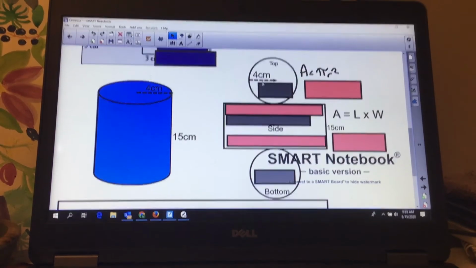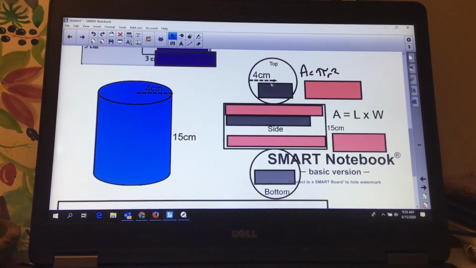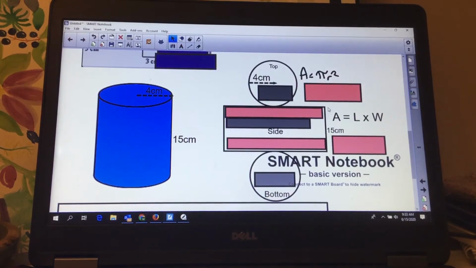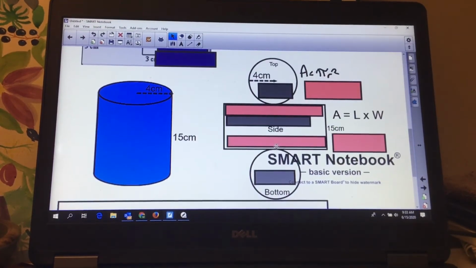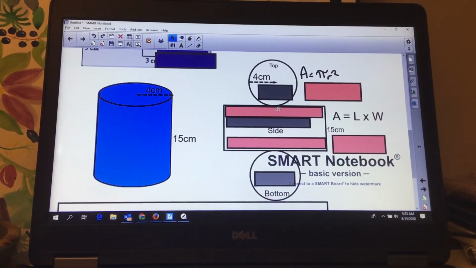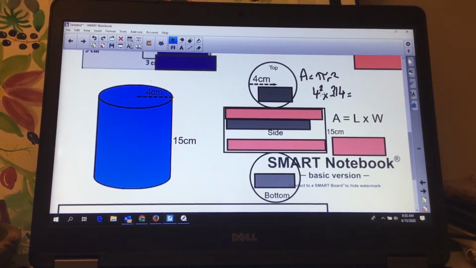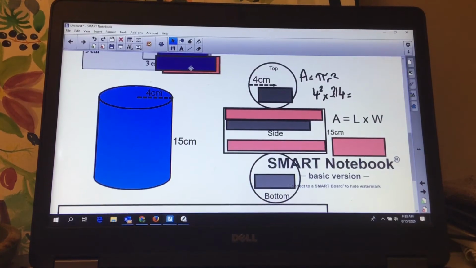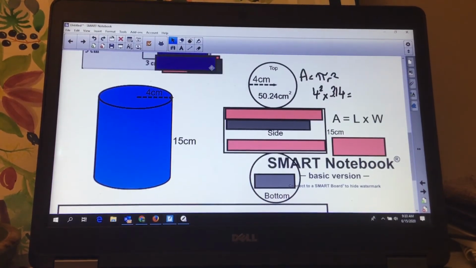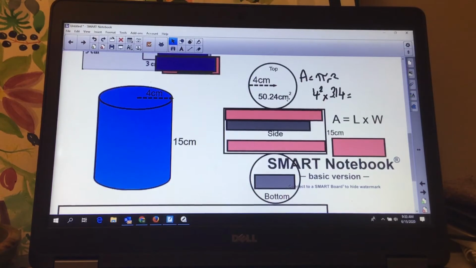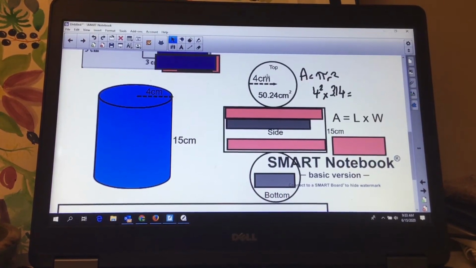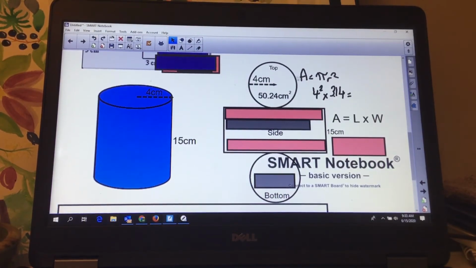And on my circle I have my radius. So I have almost everything. I am missing this length here. Okay, so I guess the first thing, what I like to start, I like to get the circles out of the way. So to calculate the circles, pi r squared, my radius is 4, so 4 times 4 times pi is going to give me 50.24 centimeters squared. So that's the area inside that circle.